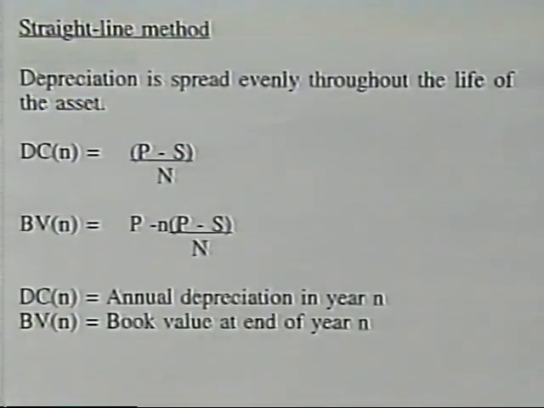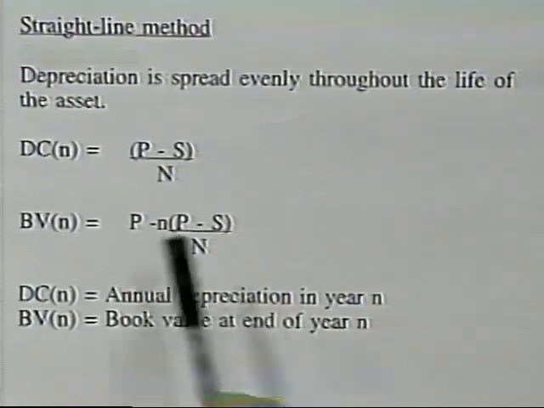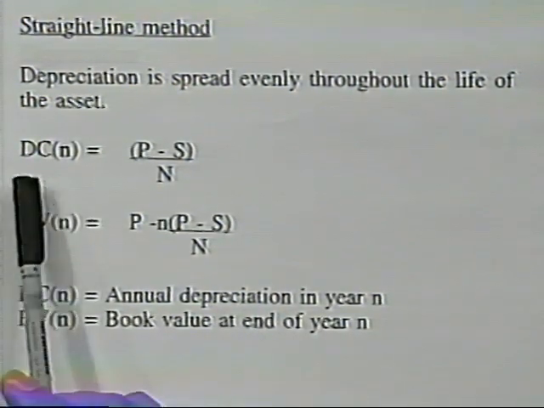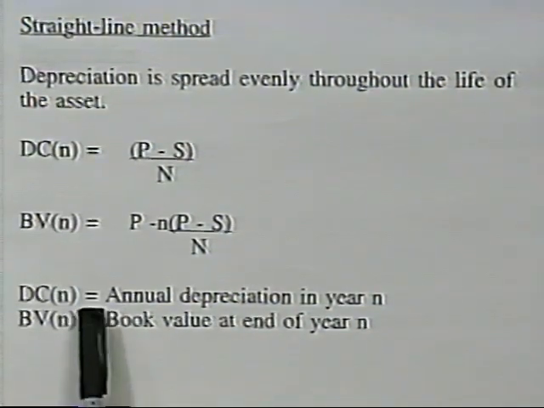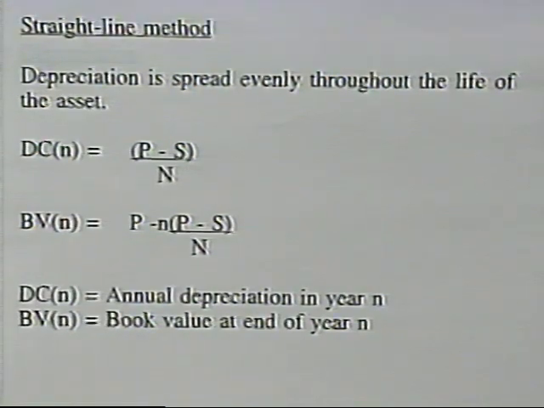The idea behind the straight line method is that the depreciation, or the loss in value of the asset, is spread evenly through the life of the asset. There are two symbols I'm going to be using, DC and BV. DC is depreciation charge, the annual depreciation in year N, and BV is book value. And book value means the calculated remaining value of the asset.